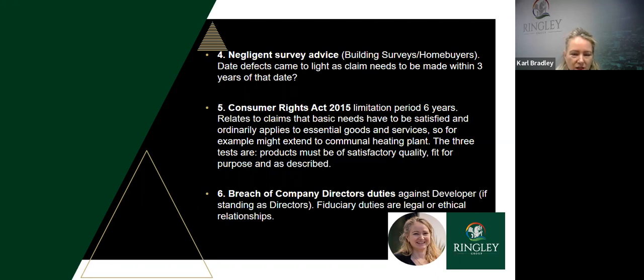And we are in a situation on some sites where we are considering claims for breach of directors' duties against a developer, because if the developer sat as the management board for the first number of years and chose to not take action on things that they built that ought to have been taken action upon, then arguably they're in breach of their fiduciary duties of care. A good example on that could be where they haven't had the fire doors inspected.